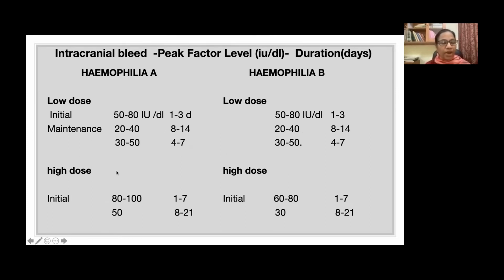And if you follow the high dose pattern, that is, if the child is sick with a massive IC bleed, you should give at least for the initial 24 to 48 hours the high dose pattern. Better to follow that. That is 80 to 100 for 1 to 7 days, followed by 50 for 8 to 21 days. And in hemophilia B, the recommendation is 60 to 80 for 1 to 7 days, followed by 30 for 8 to 21 days. All these are from the WFH guidelines 2020.